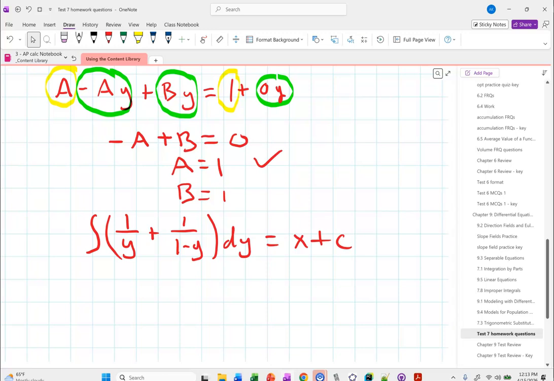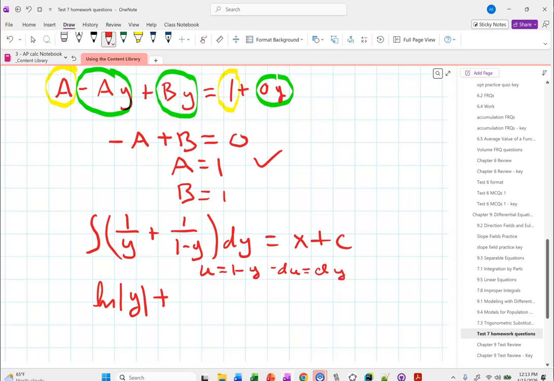All right. What's the antiderivative of 1 over y? Yeah, natural log absolute value of y. And then what's the antiderivative of 1 over 1 minus y? It's a u sub, right? So what's the u going to be? 1 minus y. So du, well, I guess negative du is going to equal dy, right?